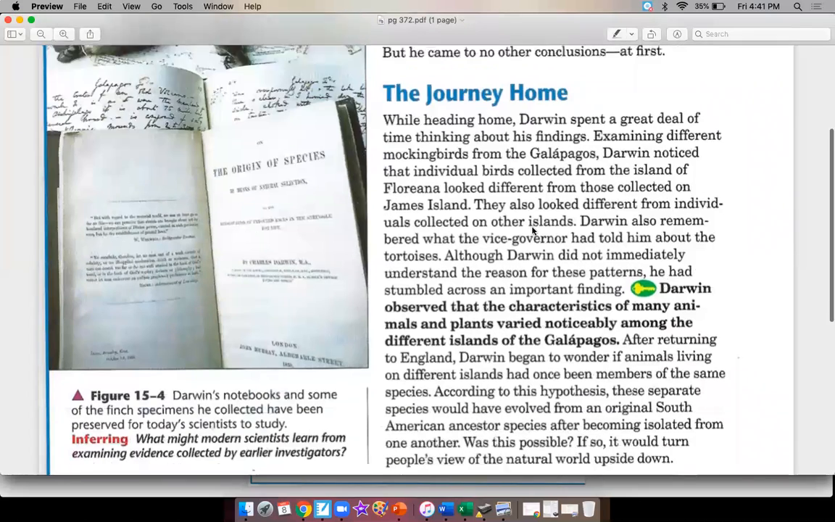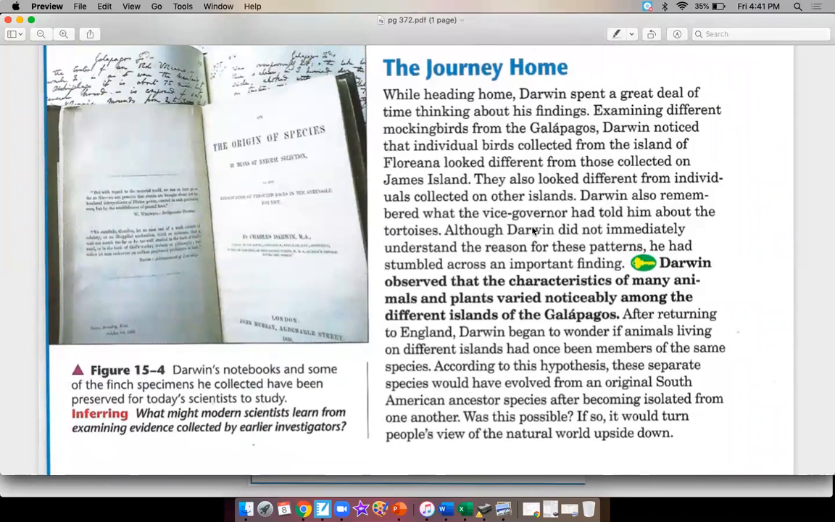And then the journey home. While heading home, Darwin spent a great deal of time thinking about his findings, examining different mockingbirds from the Galapagos. Darwin noticed that individual birds collected from the island of Floriana looked different from those collected on James Island. They also looked different from individuals collected on other islands. Darwin also remembered that the vice governor had told him about the tortoises. Although Darwin did not immediately understand the reason for these patterns, he had stumbled across an important finding.